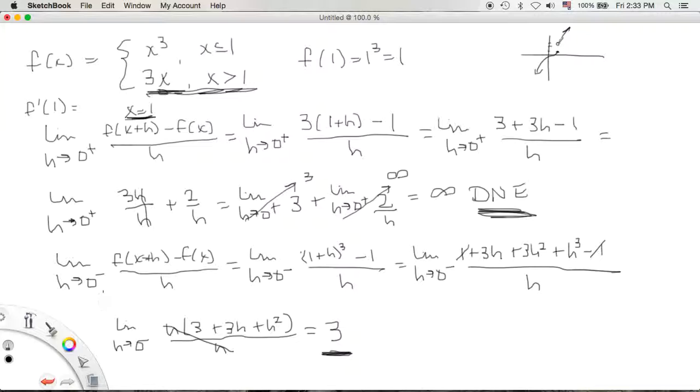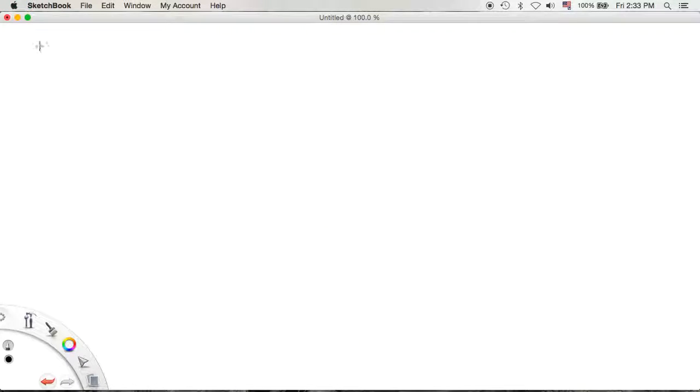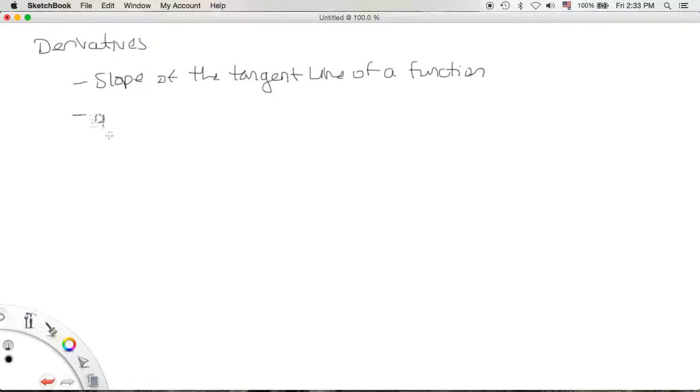So, derivatives. Derivatives are the slope of the tangent line of a function, it gives us instantaneous rates of change. We will spend the rest of this quarter, the rest of this semester, on derivatives. Derivatives are a huge thing with calculus. All of differential calculus is based on using derivatives, which is based on using the limits.